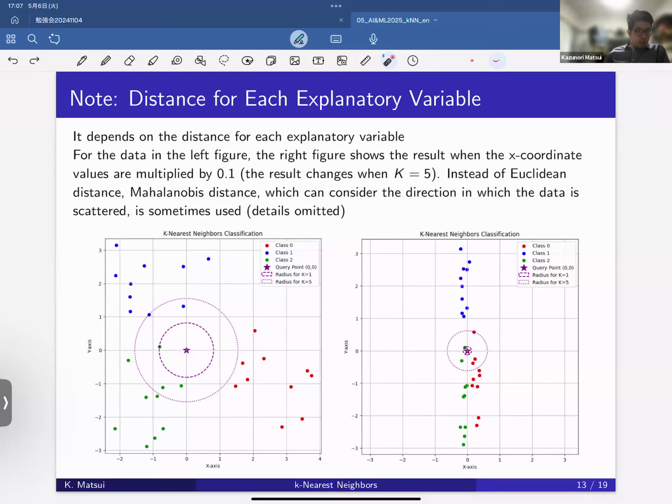To address these issues, one approach is to use Mahalanobis distance instead of Euclidean distance, which can take into account the direction in which the data is scattered, but I will omit the detail here.